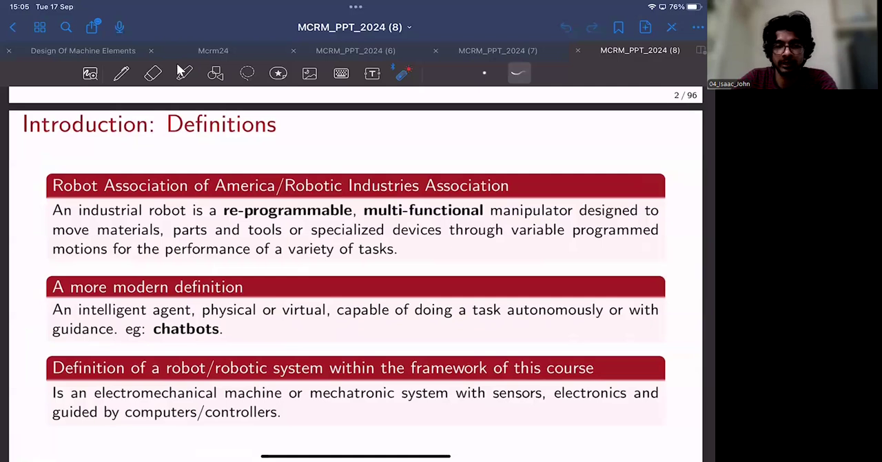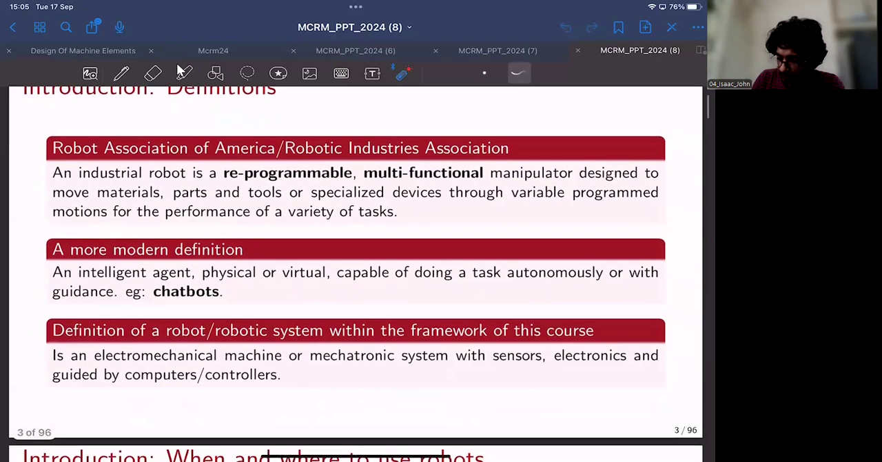So our typical definition of robots, having a physical link or physical mass, need not be necessary in a more modern definition of robot. And from the context of this course, a robot is nothing but an electromechanical device or a mechatronic system with sensors, electronics, also guided by computers and controllers. So an electromechanical system has a mechanical architecture, for example a manipulator arm, and it is controlled by an electrical system running throughout its course. For example, if you use motors to actuate, that becomes a mechatronic system.